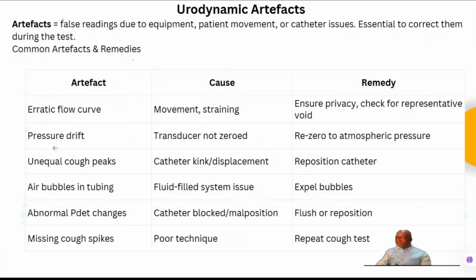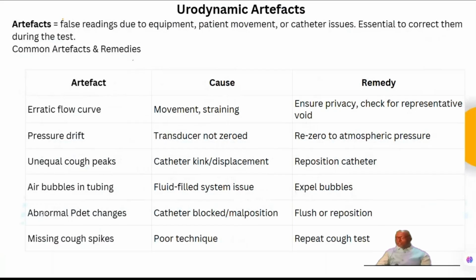Okay. There can be pressure drift, where the transducer is not zeroed. So you have to re-zero to atmospheric pressure. Then unequal cough peaks: there may be a catheter kink or displacement, so you have to reposition the catheter. There may be an air bubble in the tubing, which is a fluid fill system issue, so expel the bubble.